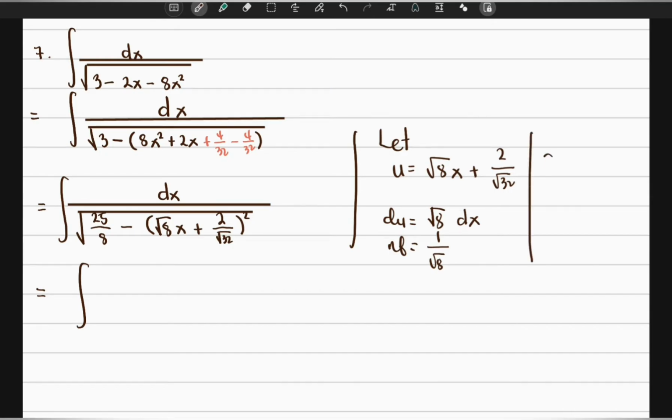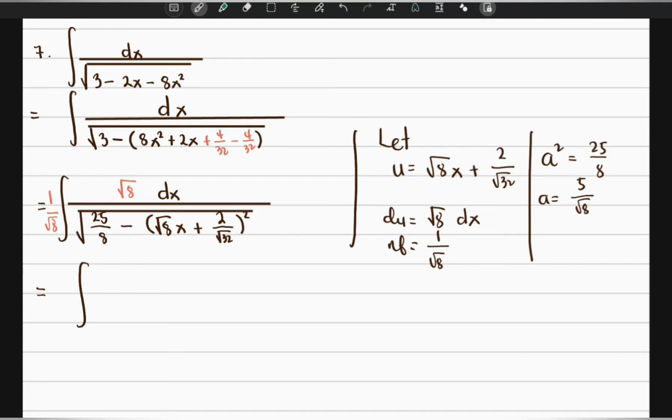Tapos, yung a, ang a squared ay 25 over 8. So, therefore, yung a ay equal sa 5 over square root of 8. Okay, so pwede na tayo maglagay ng integrating factor dito sa harap. So, that's 1 over square root of 8. Tapos, pagdating dito sa part na to, ilabas na natin yung value ng square root of 8, which is 2 square root of 2.